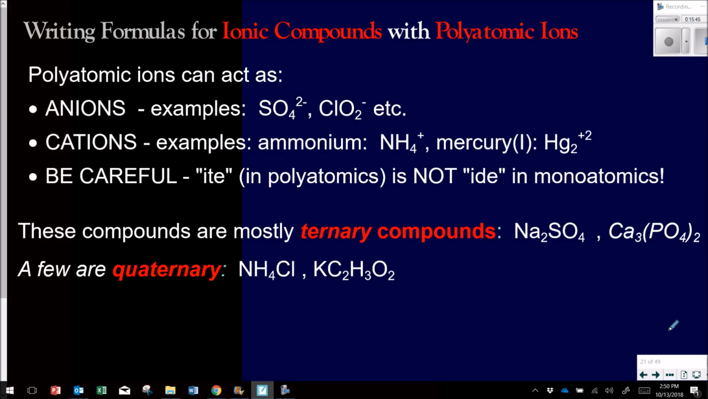Polyatomic ions can be anions or negative ions, and sometimes they can be cations. An example would be ammonium, NH4+, and another example, mercury 1. These are pretty much the only 2 positive polyatomic ions that we are going to deal with in this class. Now be careful. Polyatomic ions often end in "ite", whereas monoatomic ions end in "ide".